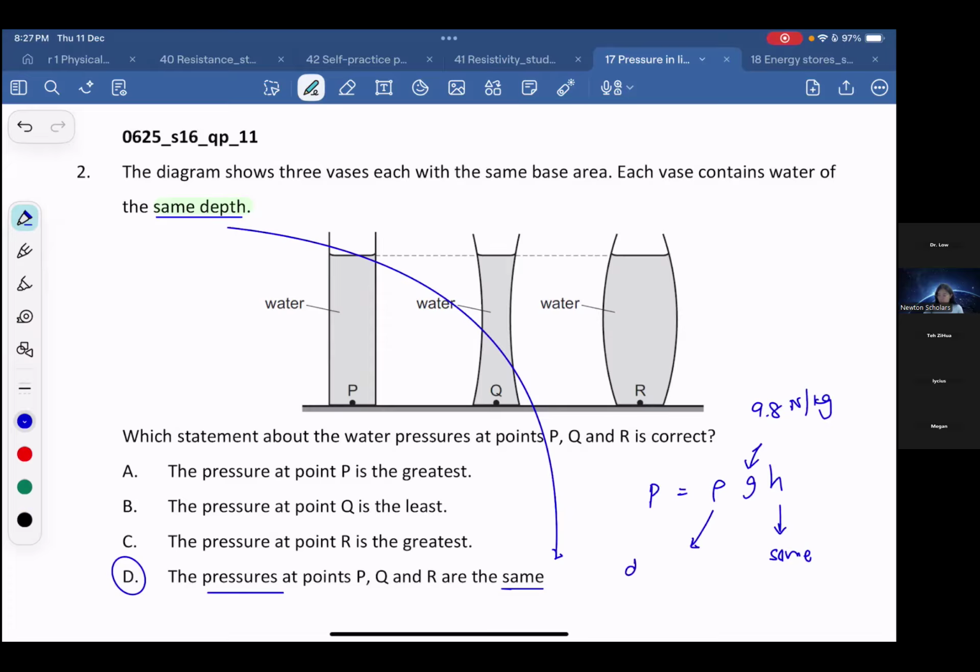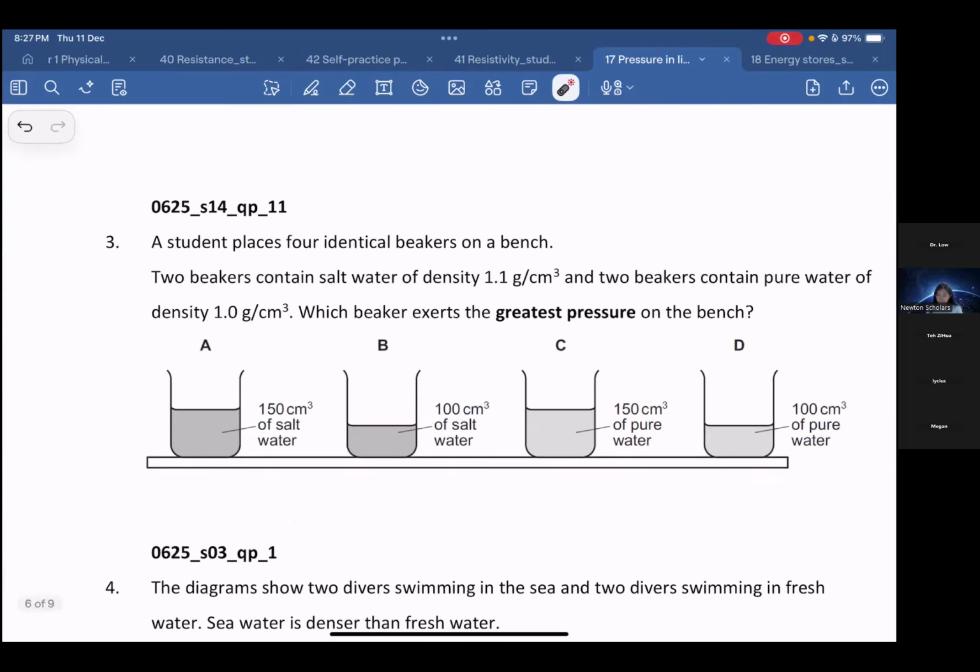This is density. Are they using the same liquid? Yes, they are using the same liquid. They say water. So the density will be the same also. So everything is the same, so your pressure actually is the same at points P, Q, R. That's why just now we said that it isn't affected by the shape or size, and also isn't affected by the area. Although they say same area, it isn't affected either. Okay, we go to our next page.